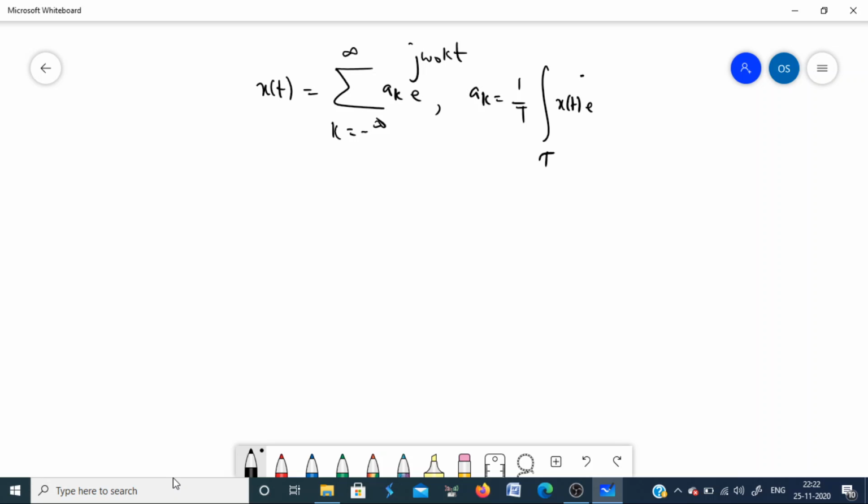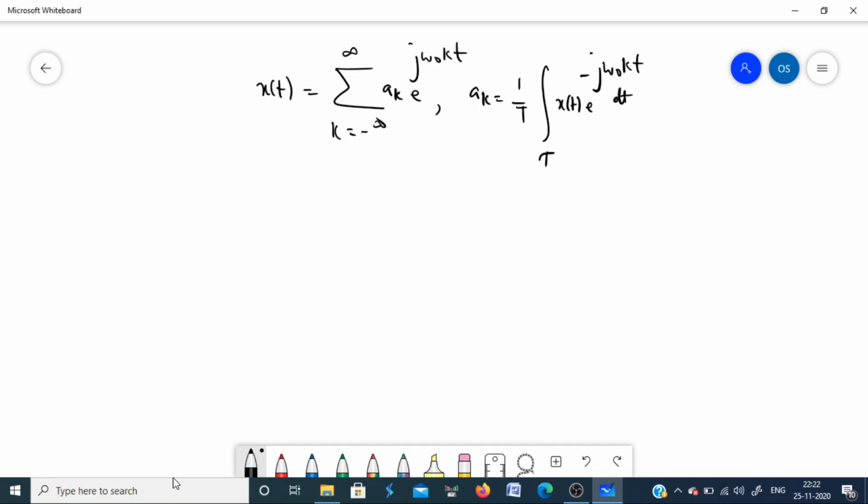Okay, in the previous class, we discussed how to find the Fourier series coefficient for a given signal xt. We have seen that if xt is a periodic signal, we can decompose it in the form of a series which we call the Fourier series. And how do we calculate this ak? It is given by 1 by T, integration over one time period, xt e raised to power minus j omega naught kt dt.